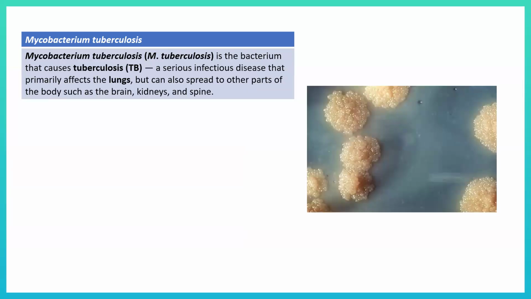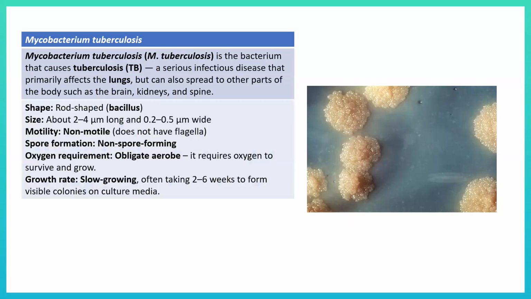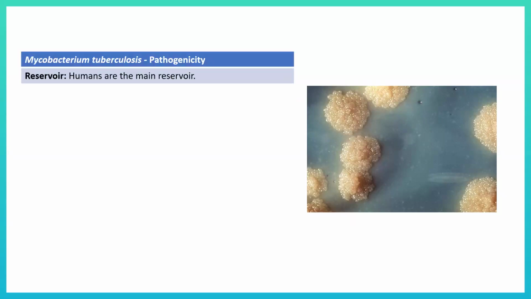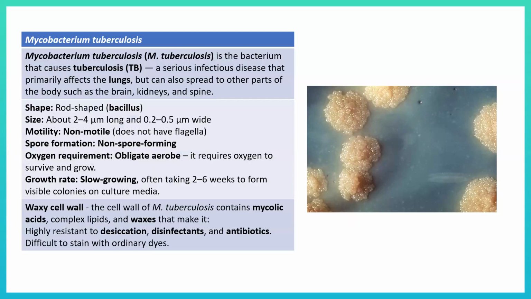And here we have Mycobacterium tuberculosis, which we had a look at previously. This is another bacterial infection. It causes TB. It's a serious infectious disease which affects the lungs and can affect the brain and the bones as well. So it's a rod-shaped bacillus.